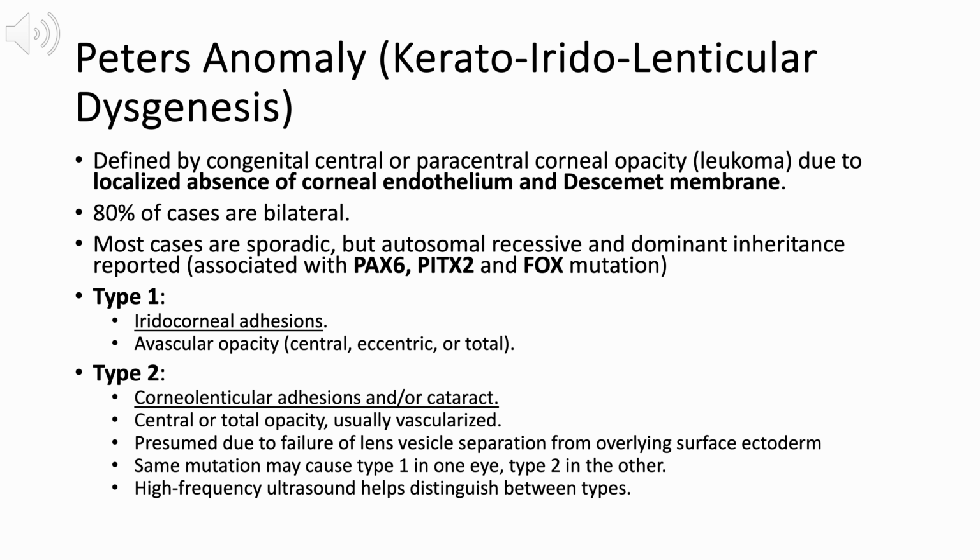There are two types of Peters anomaly. Type 1 involves iridocorneal adhesions along with a central or eccentric avascular opacity. Type 2 includes more extensive anomalies such as corneolenticular adhesions and/or cataract, usually with a central or total vascularized opacity. This type is presumed to arise from a failure in the separation of the lens vesicle from the overlying ectoderm. Interestingly, the same genetic mutation may result in different types in each eye. In other words, type 1 can occur in one eye, while at the same time, type 2 in the other. High-frequency ultrasound plays a key role in distinguishing between the two types, as this allows you to visualize which structures are adhered.